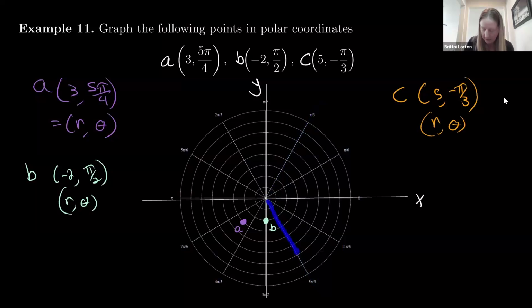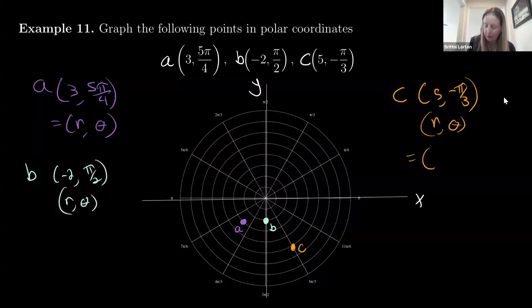So I'm facing the angle of negative pi over 3, and I need to walk 5 units away. So I'm facing the angle of negative pi over 3, and I walk 1, 2, 3, 4, 5 units away, and that's where I am. Can you see how there is more than one way to describe that exact same point C?